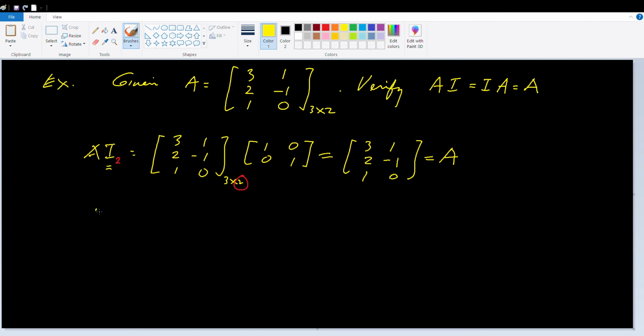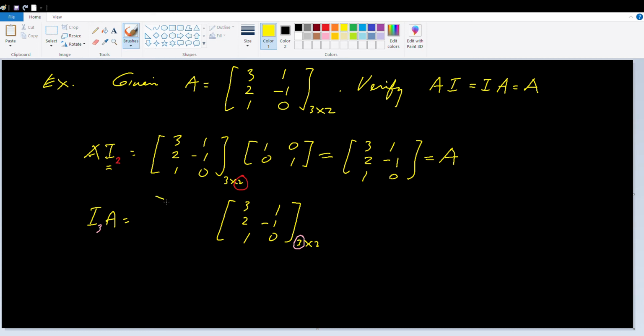How about I multiplied to A? Now, let me write A first. 3, 1, 2, negative 1, 1, 0. It is a 3 by 2 matrix. So, the number of rows of A is 3. So, what must be the size of matrix I? It must be the identity matrix of order 3.